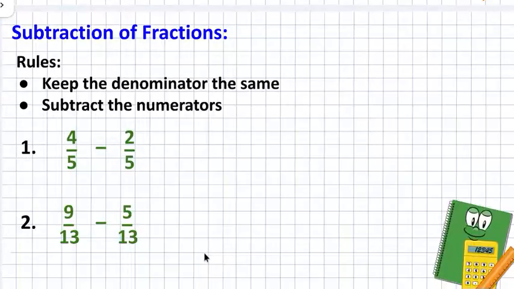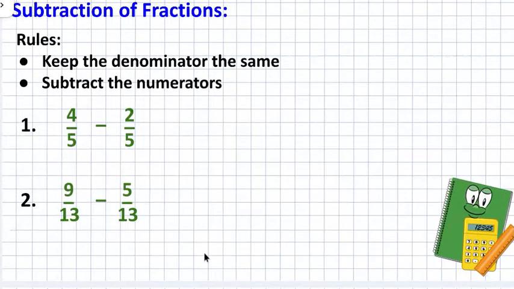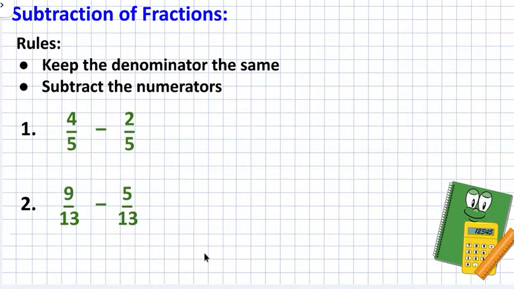So while subtracting fractions, you apply the same rule, but this time you subtract the numerators. So in this case here we have 4 over 5 minus 2 over 5. So when you subtract the numerators, you get 2 over 5.